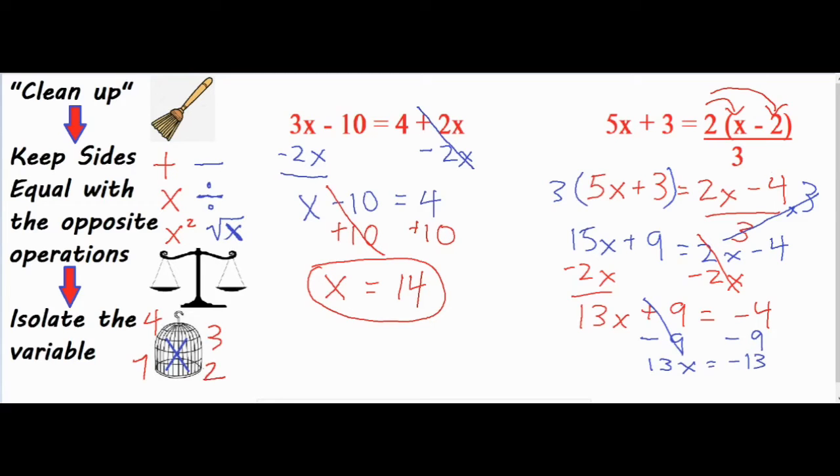And then we finish it off by having both sides divided by 13. Okay, because when two numbers are right next to each other, you can always assume that they're being multiplied. So I'm going to divide each side by 13, and then negative 13 over 13 equals negative 1. That's my final answer.